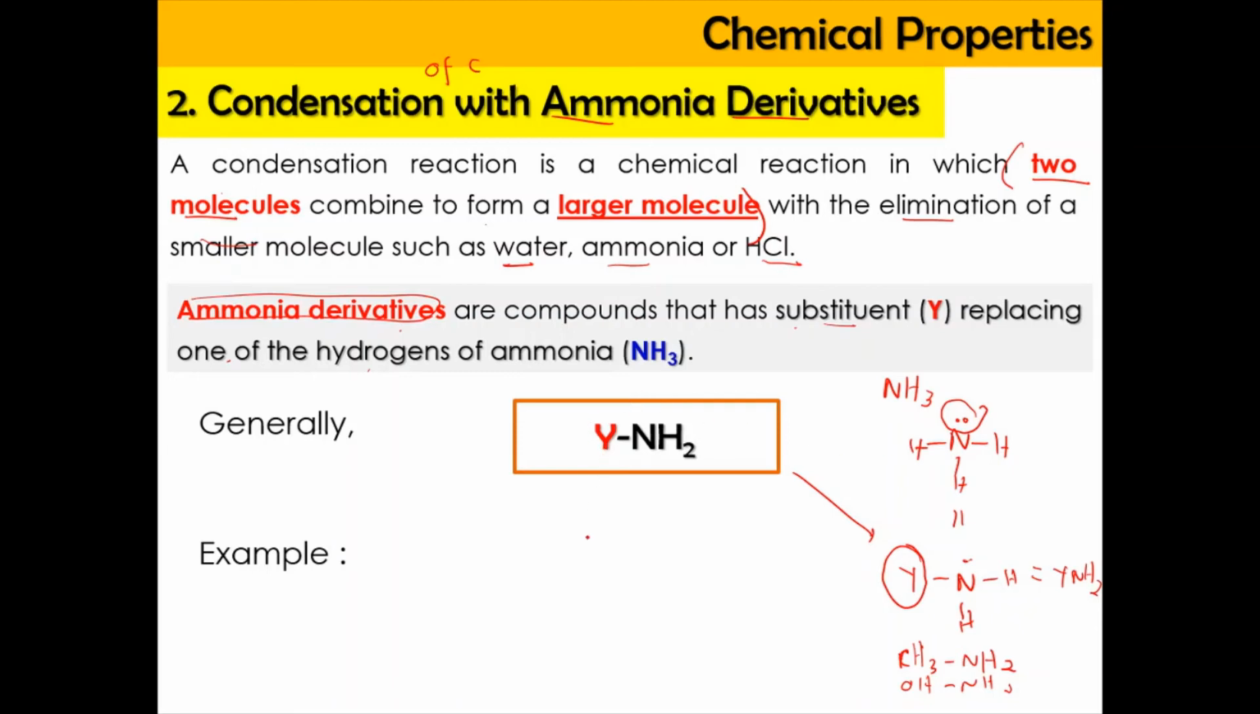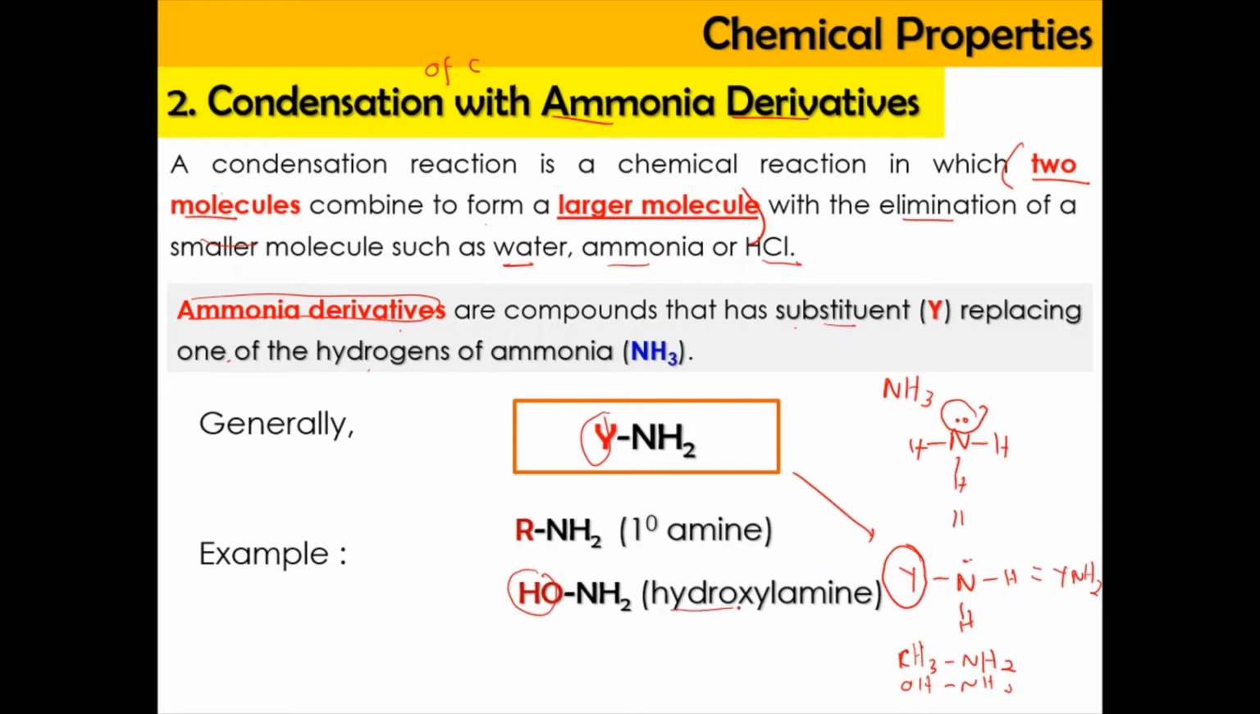So Y can be any alkyl group, so it can be an amine, or Y can be an OH group, so it can be hydroxylamine. Okay, and Y can be changed with another NH2, so it's going to be hydrazine. Okay, and this hydrazine is going to react with the carbonyl compound.